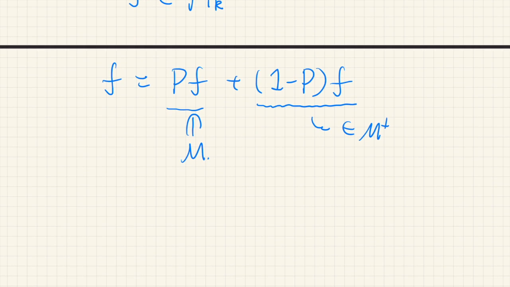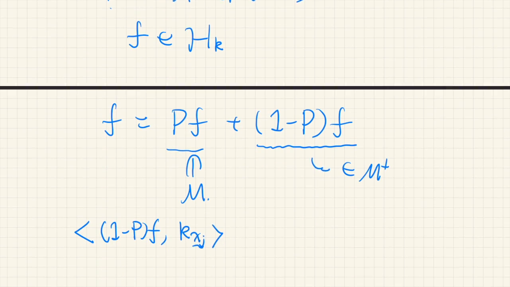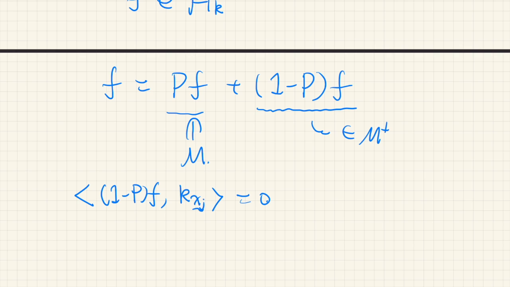And we note that the inner product in this Hilbert space, ((1 minus P)f, k_{x_j}), where k_{x_j} is one of these vectors, is equal to 0, because this one belongs to M, of course, but this one belongs to M complement. So they are orthogonal to each other. Therefore, the inner product, actually, this should be H_k here, this inner product should be 0.